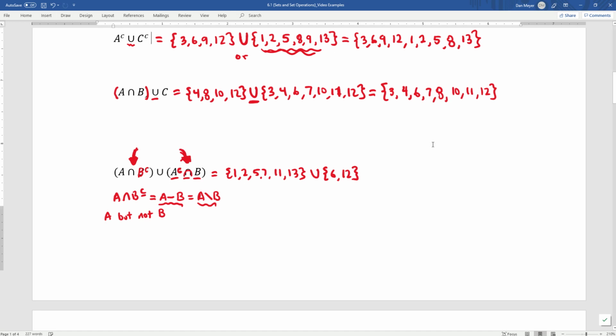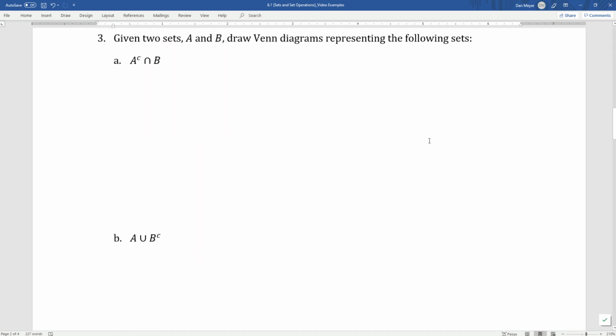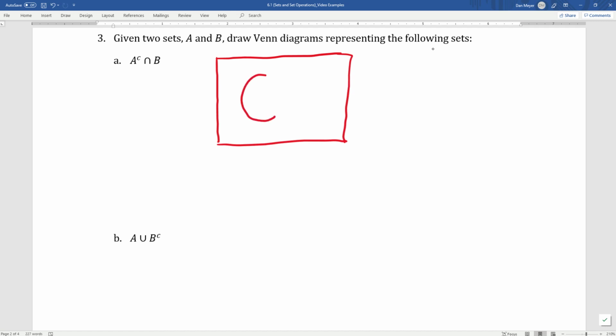Okay, moving on to the next question. Given two sets A and B, draw Venn diagrams representing the following sets. So we were just dealing with A complement intersect B with some explicit sets here. Let's see if we can get a visual representation of what that set might look like. So we have a Venn diagram involving two sets A and B. The entire rectangle is our universal set, and then we've got two circles, one representing A and one representing B.